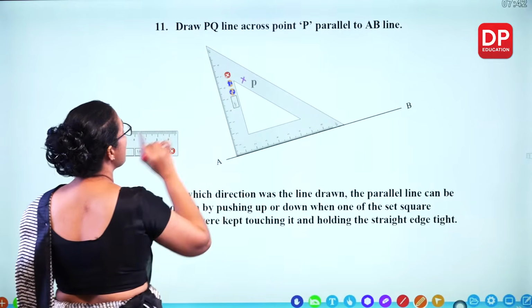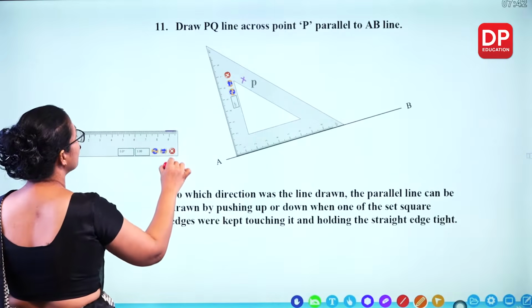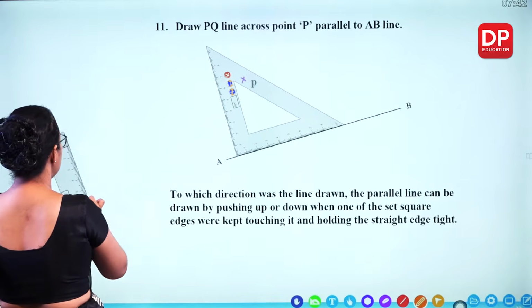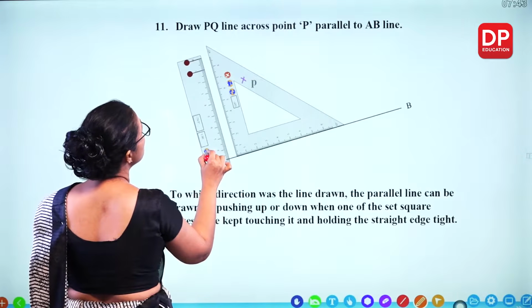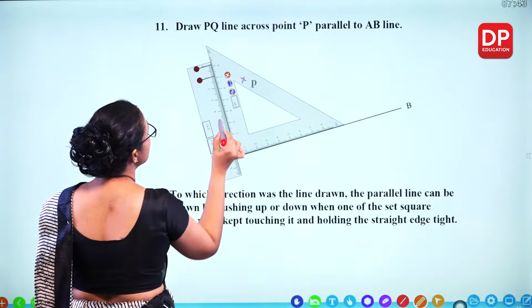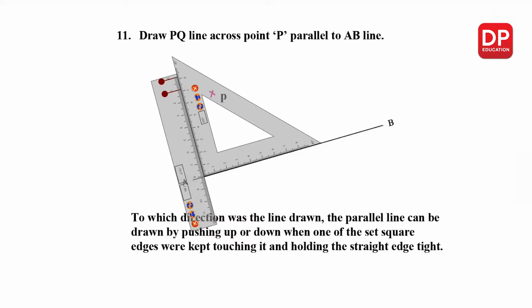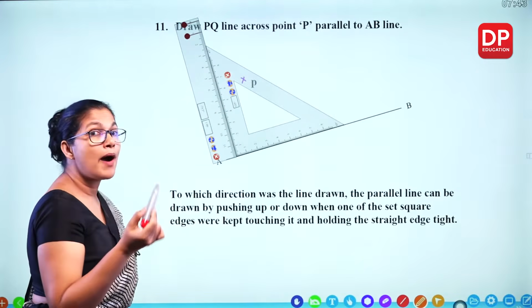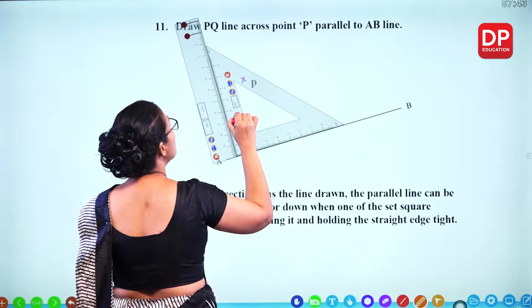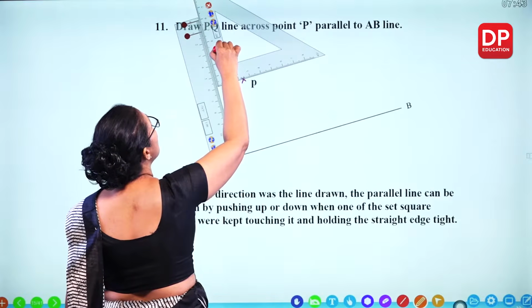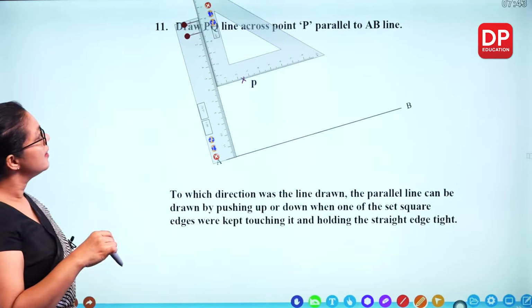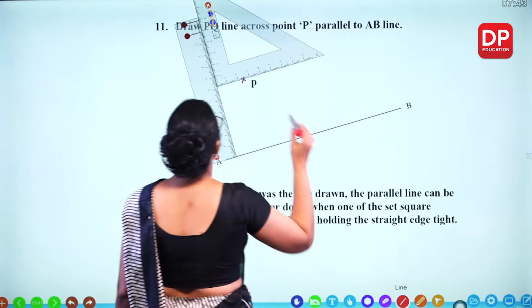And then we can keep the straight edge, that's the ruler, next to the set square like this, and then here we'll move it up because we have to draw the line above this AB line passing through the point P. So we can now push the set square so that you get the line here passing through this point P. Now you can take the pencil and draw the line.